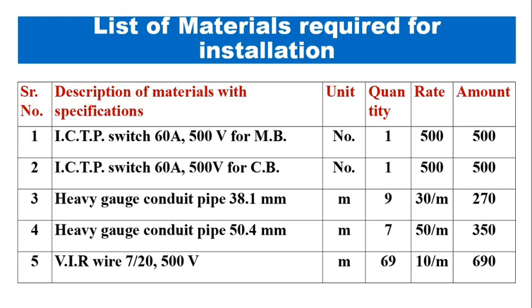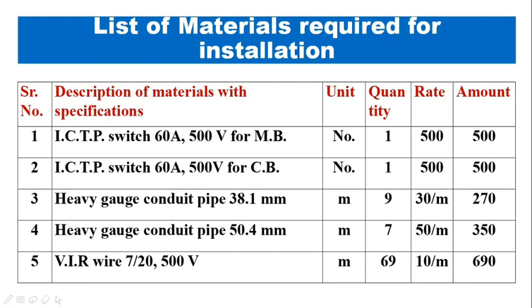So the first material is the ICTP switch, 60 ampere 500 volt, for MB, that is the main board. For the main board we will require one ICTP switch, quantity 1, with rate 500. Then the second one is the ICTP switch for the control board, which also has quantity 1, rate 500, so the total amount is 500.